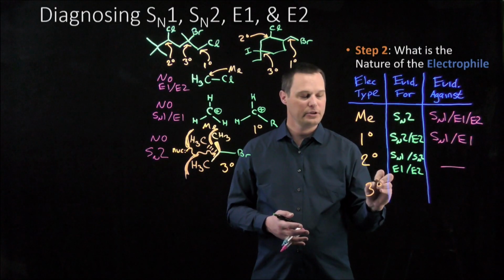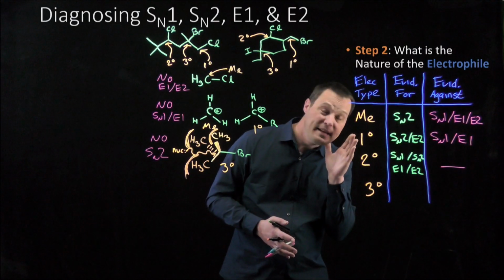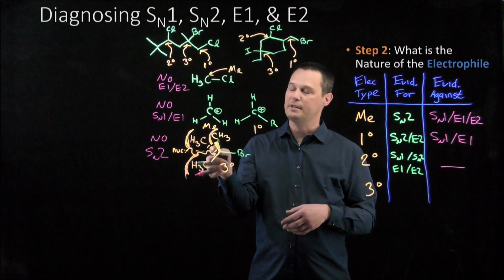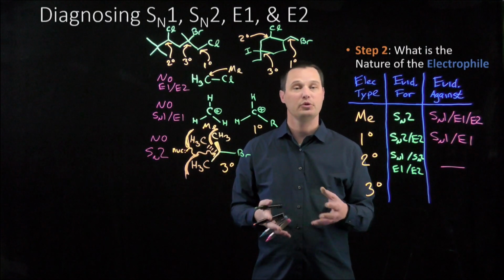Finally, we could have a tertiary electrophile. Can you tell me why we can't have a quaternary electrophile? The tertiary electrophile is too sterically hindered for an SN2 reaction, but it does have a beta carbon, so we can do eliminations.